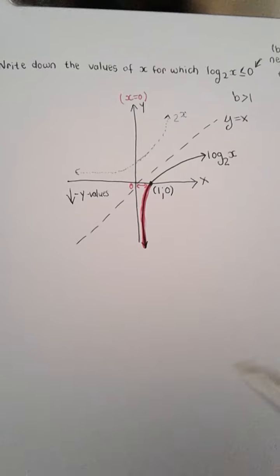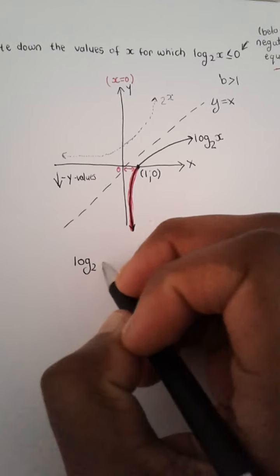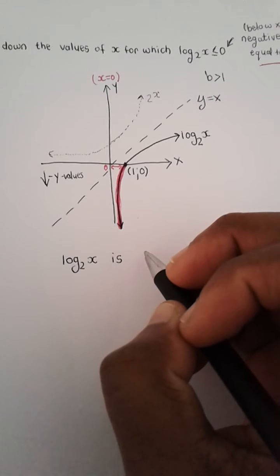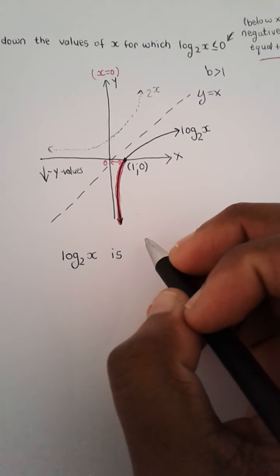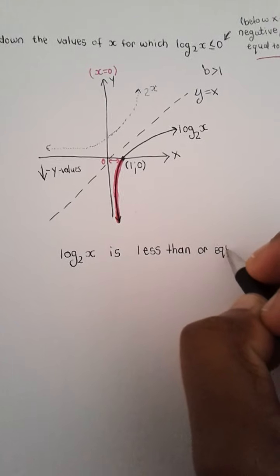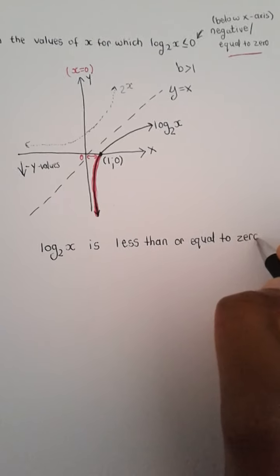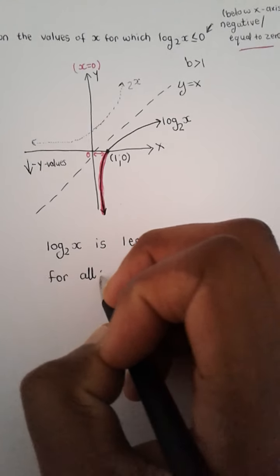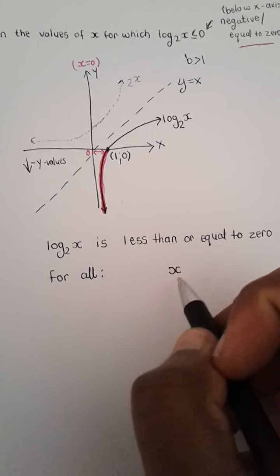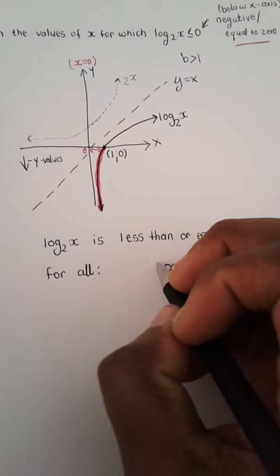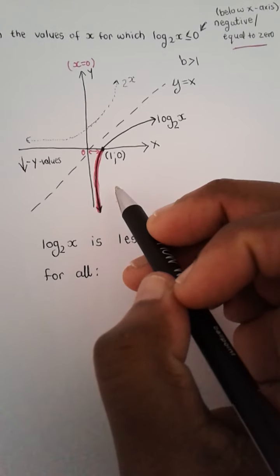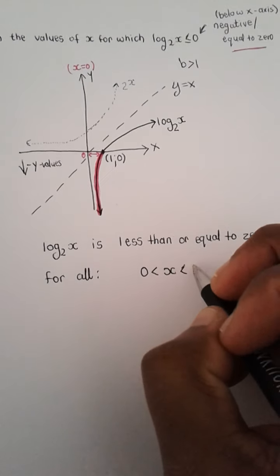So we can write that down. Log base 2 of x is less than or equal to 0 for all x values. Let's start just with the inequalities. We'll add the equal signs now. So for all x values greater than 0, but less than this x value here at 1, because beyond that we go above the x-axis. So less than a value of 1.